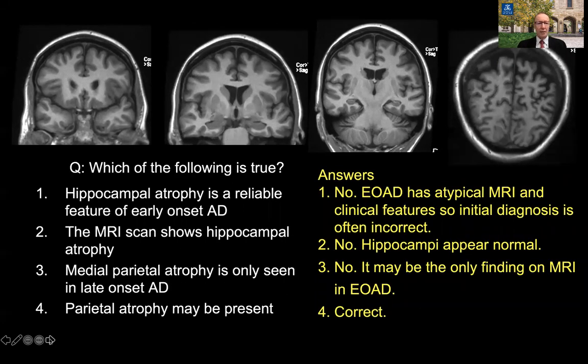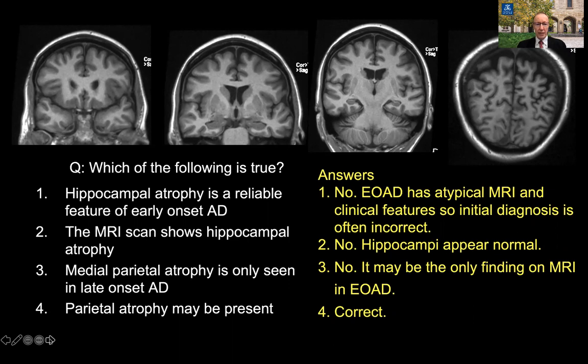Here are the answers. So for question 1, hippocampal atrophy is a reliable feature of Alzheimer's disease. Incorrect. Early onset Alzheimer's disease, and this patient classifies as early onset given her age of onset in her late 50s, has atypical MRI and clinical features. So initial diagnosis is a bit complex, often incorrect. Often problems are attributed to psychiatric or psychological disorders, or sometimes frontotemporal dementia if it turns out to be Alzheimer's disease.